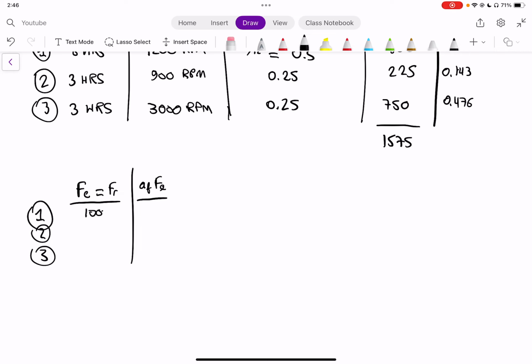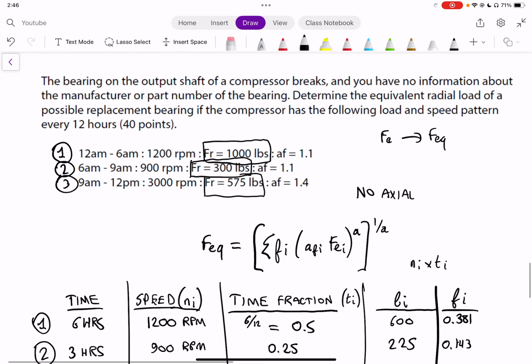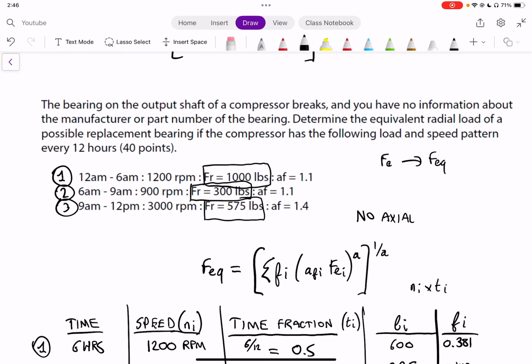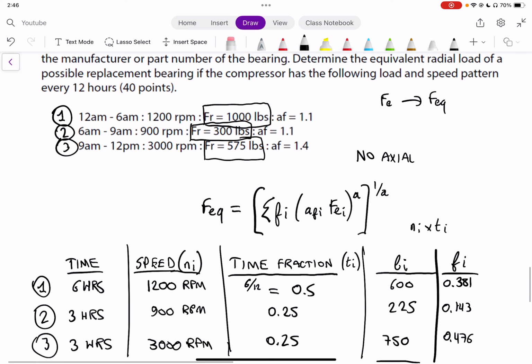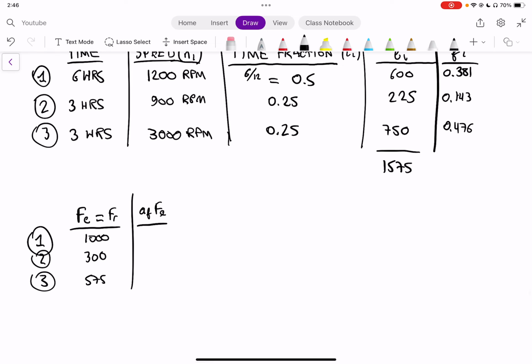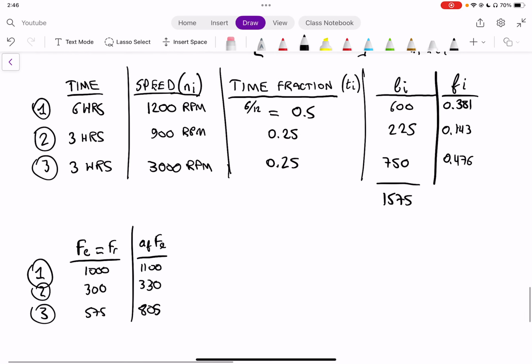So this is 1,000 times, and then 300, and then 575. And if we go back up to the question, we see that we have an application factor of 1.1, 1.1, and 1.4. The application factor for the 3,000 RPM is probably higher because it's rotating at a faster speed. So we need to take more safety in that measure. So if we do the AF times FE, we get 1,100, we get 330 here, and we get 805. Okay, so then once we have all of this, we're then ready to solve for FEQ.